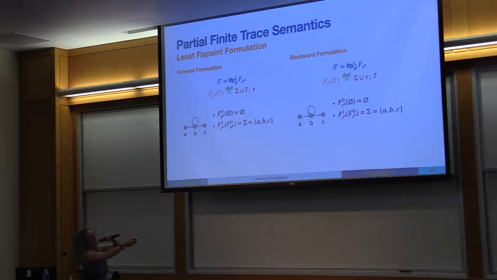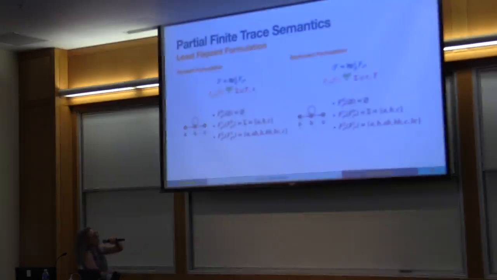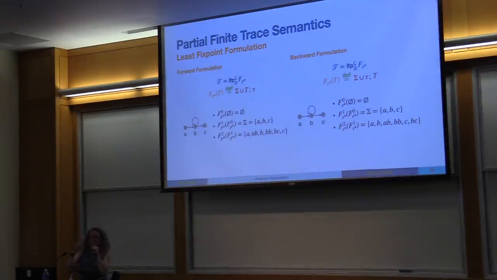So the first iteration is the empty set. In the forward case, at the next iteration we get ABC, all the set of states. Here we get ABC. It's just the order in which you discover the partial finite traces that is different. So here, for instance, from A, you continue to AB. From B, you continue to BB or BC. And from C, you don't continue anywhere because that's the end of the state.